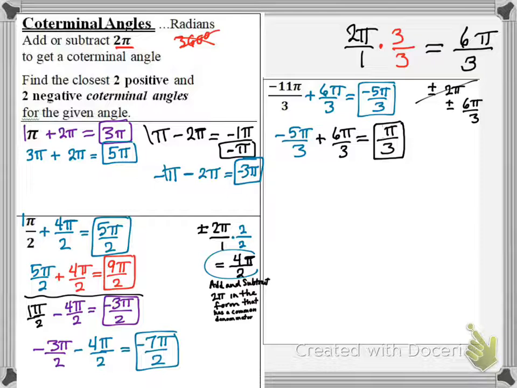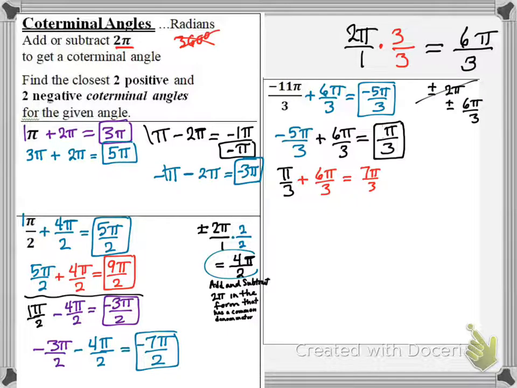Now, I'm supposed to find 2 positives and I'm supposed to find 2 negatives. I really found 1 positive and 1 negative. Let me keep working on getting another positive one. I start at where I left off, pi over 3, and I want to add a full circle, which is 2 pi, but we're writing it in the form that has a common denominator. Now I have 7 pi over 3.